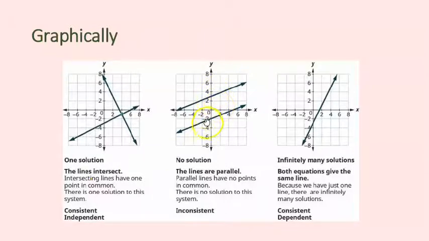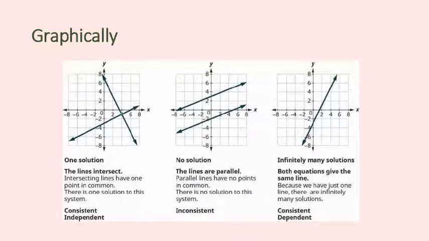The second case is if we have two lines that are parallel to each other. If you recall, parallel lines have the same slope, and because they have the same slope, they will go on infinitely and never intersect each other. If they don't intersect, there's not one point that works for both lines. This would be a case of no solutions. Because there are no solutions to the system, we call the system inconsistent. Inconsistent meaning there are no solutions.